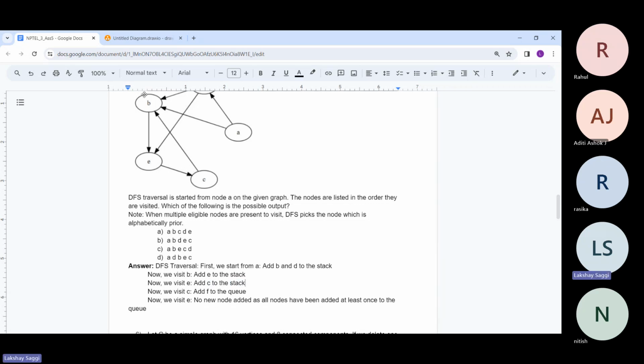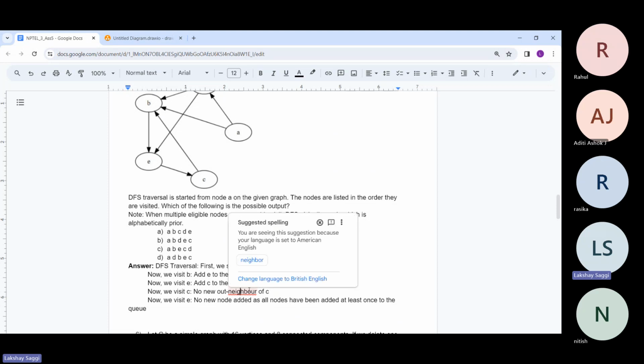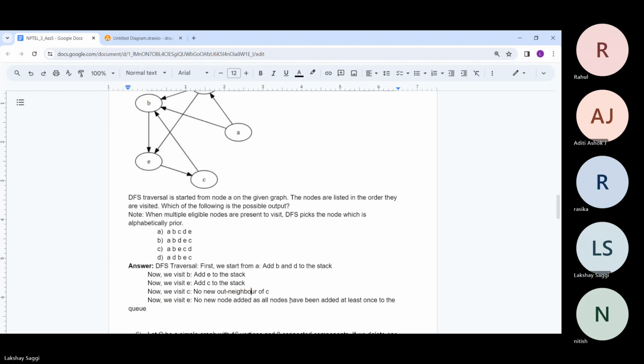And now we visit C and no new out neighbor of C. So as the only out neighbor of C was B, which was already added to the stack. So we see that no new out neighbor of C is present. So add nothing. Add nothing. Backtrack.